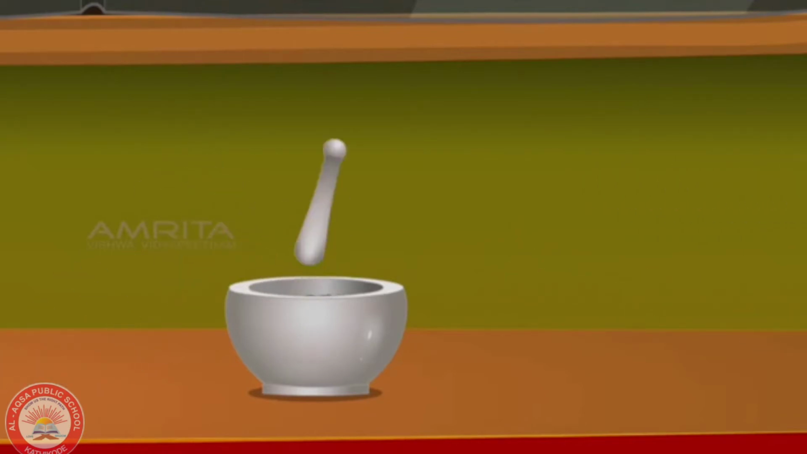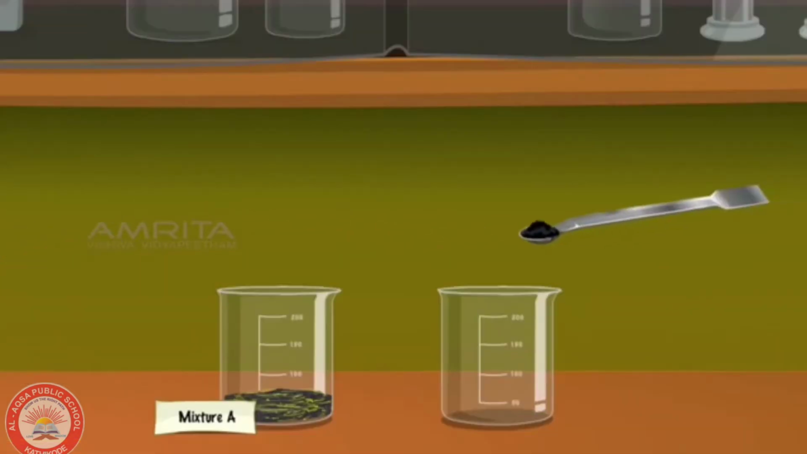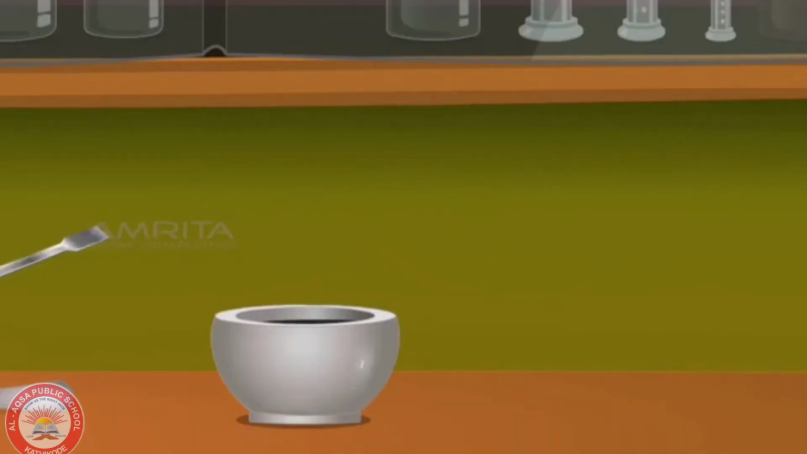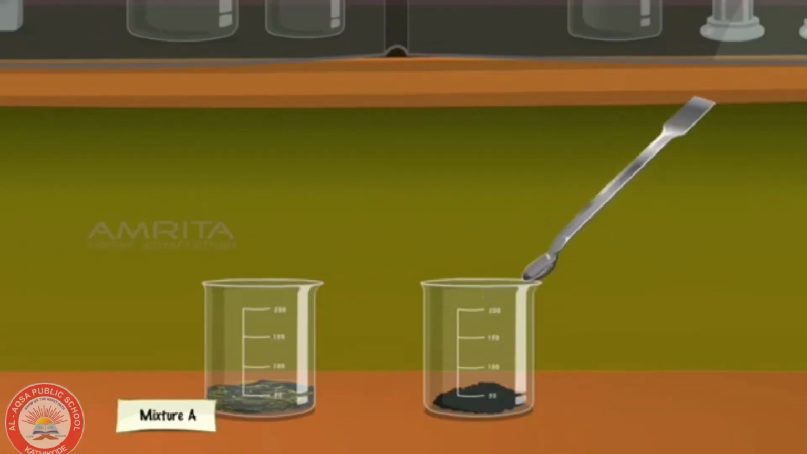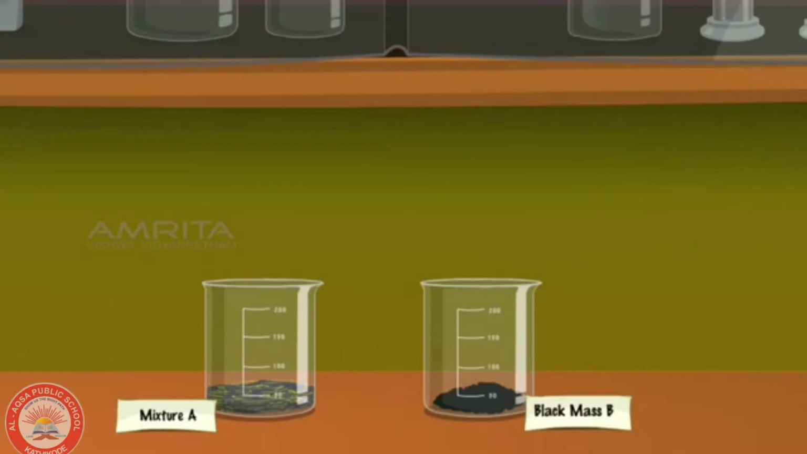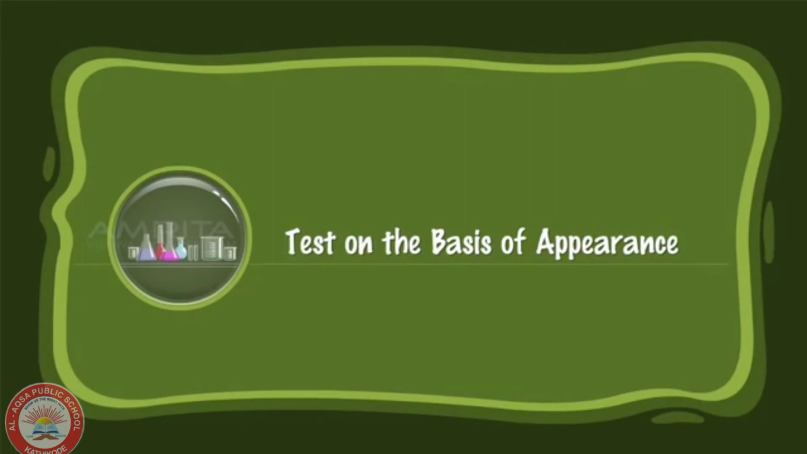Actually, this is the compound formed by the action between the sulfur and iron filings, and we have to take this compound in another beaker and mark it as black mass B, and we have to test it.